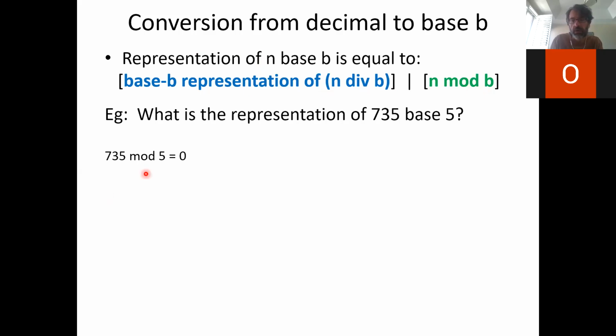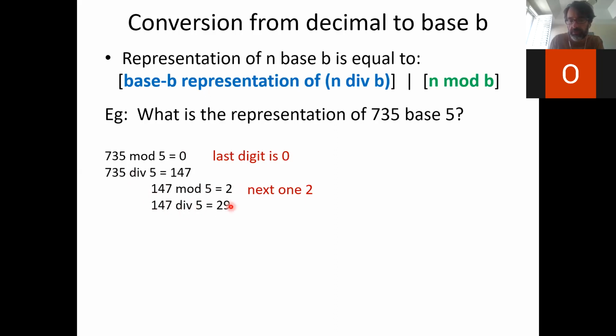So here is that code executed. So I want to know what's 735 base 5. Well, the last digit is easy. It's a 0, right? Because the number is divisible by 5, because 735 mod 5 is 0. Okay, so then I do integer division, and it's 147. Then 147 mod 5, and I run recursively, which means what? I spit out the last digits this way, so it's going to be 147 mod 5, which is 2. Next digit will be 2, and then I run recursively on 147 div 5. So I run it recursively on 29.